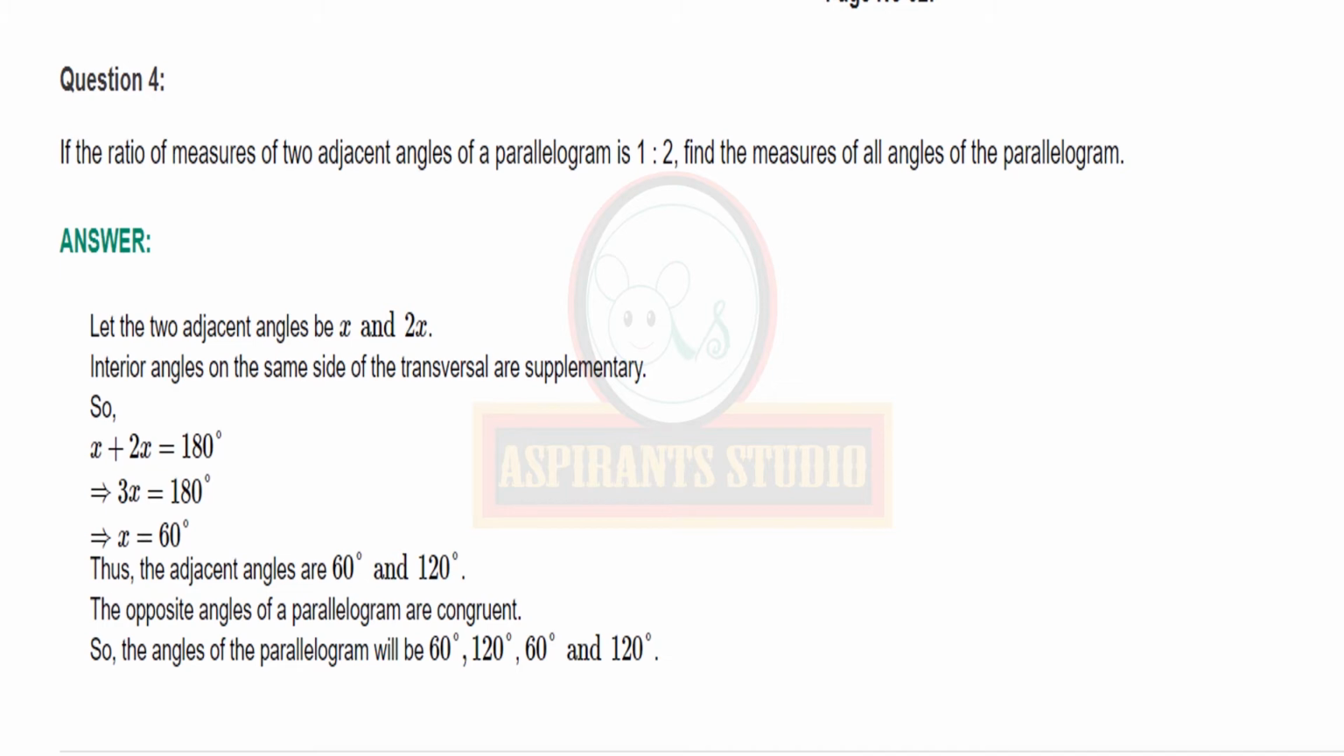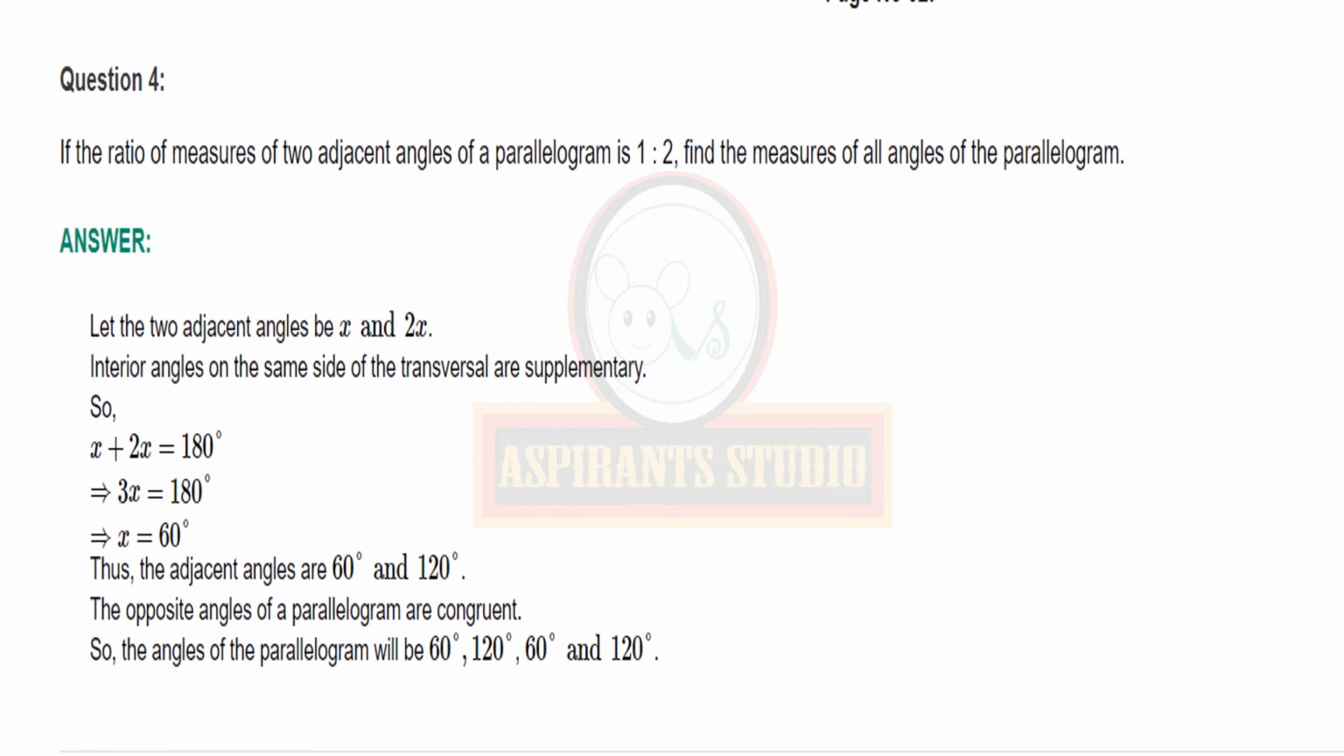Now, interior angles on the same side of the transversal are supplementary. So, x plus 2x is equal to 180 degrees. x plus 2x is otherwise 3x. 3x is equal to 180 degrees. You have to find out the value of x. Take 3 to the other side of the equal to sign. 3 multiplied by x. So, when you take 3 to the other side, it becomes divided by 3. You will get x is equal to 180 divided by 3. Therefore, x is equal to 60 degrees.